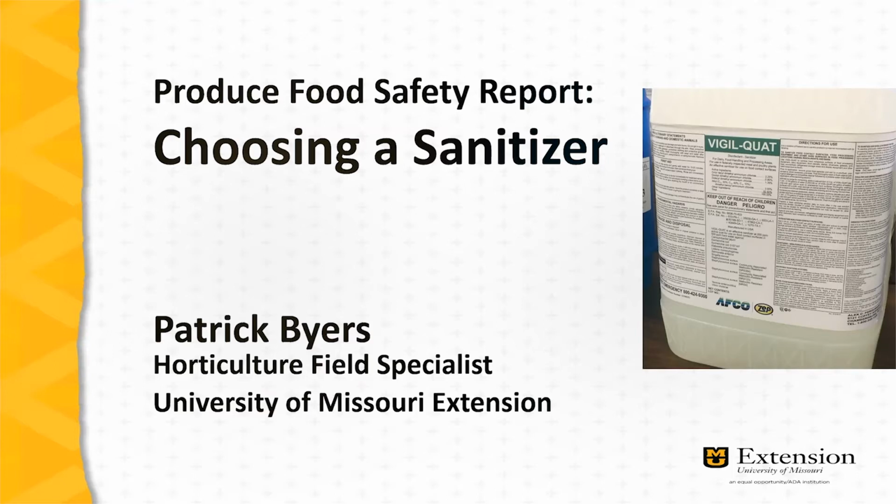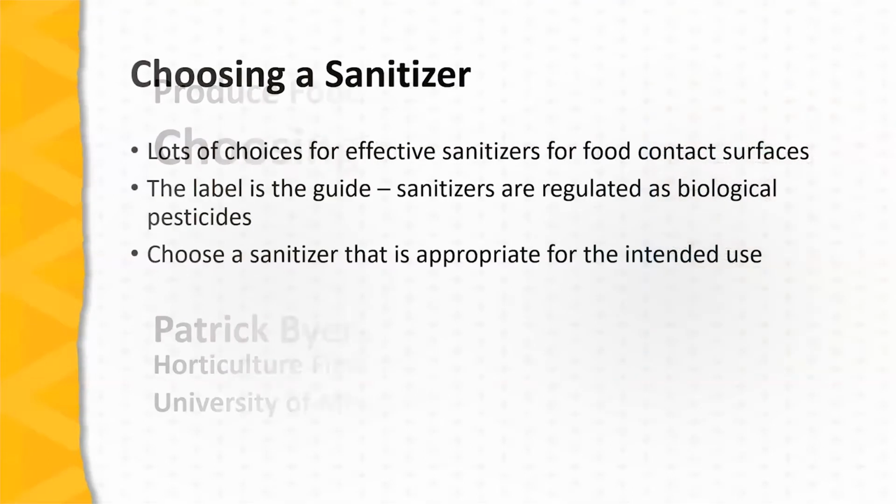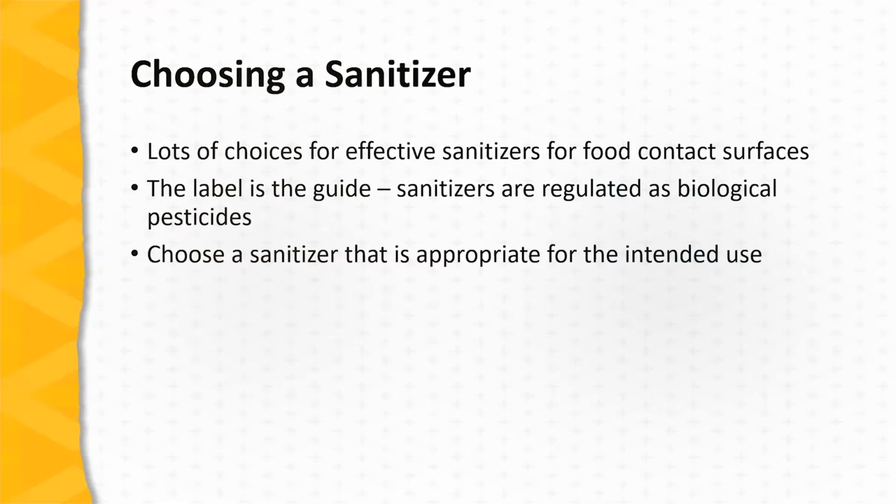Choosing a sanitizer does not need to be a complicated decision, and we have a short video to talk about some of the sanitizers that are commonly used for food contact surfaces. Some general things to think about when choosing a sanitizer. First of all, there's lots of choices for effective sanitizers. There's choices for organic growers. There's choices that can be used for most any type of food contact surface, but it is important to think about some basic characteristics of particular sanitizers.